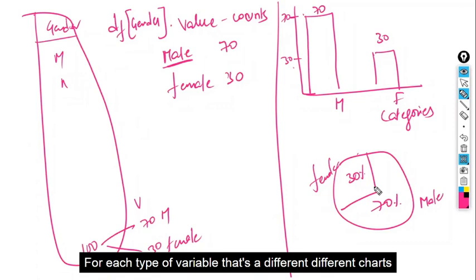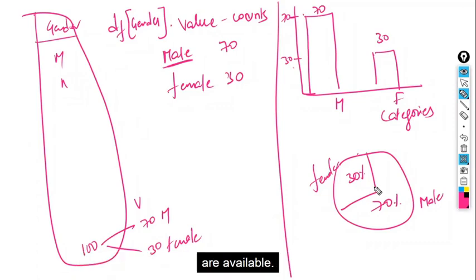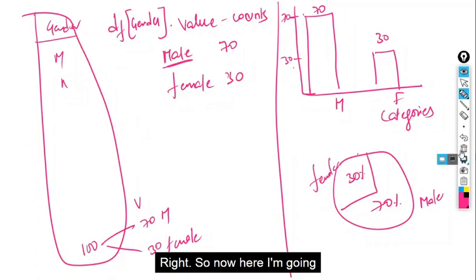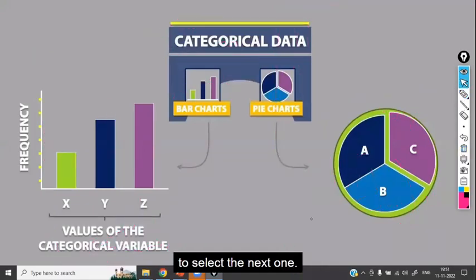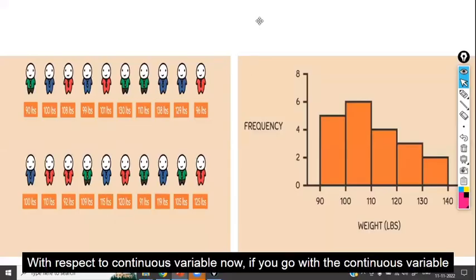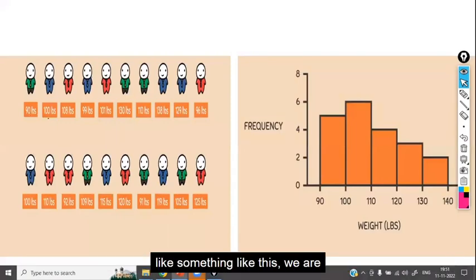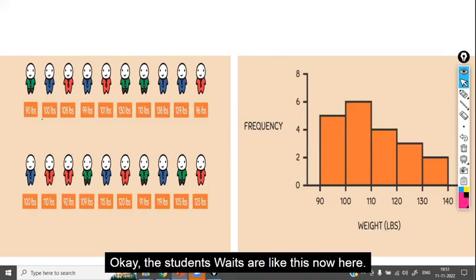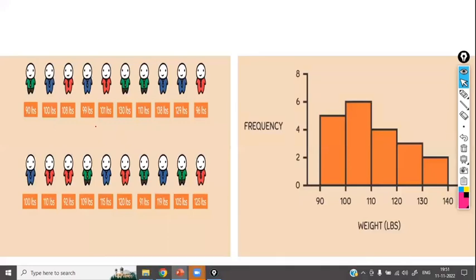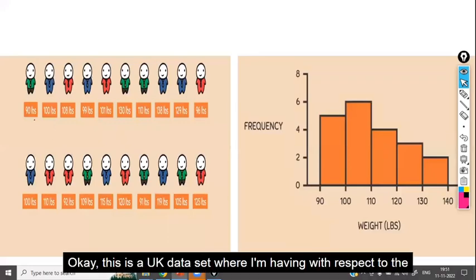For each type of variable, different charts are available, right? So now I'm going to select the next one with respect to continuous variable. If you go with the continuous variable, like something like this, we are having different types of weights. The students' weights are like this. Let us take a total of 20 students, and the weight of each student is in lbs. This is a UK data set where I'm having the students' weight in lbs.